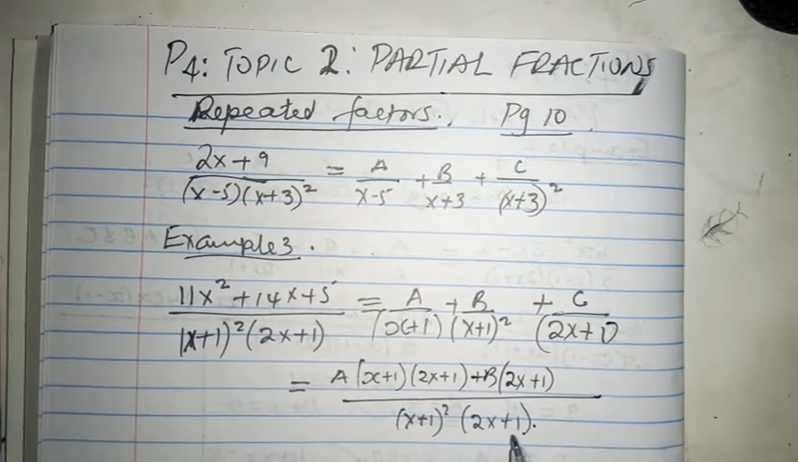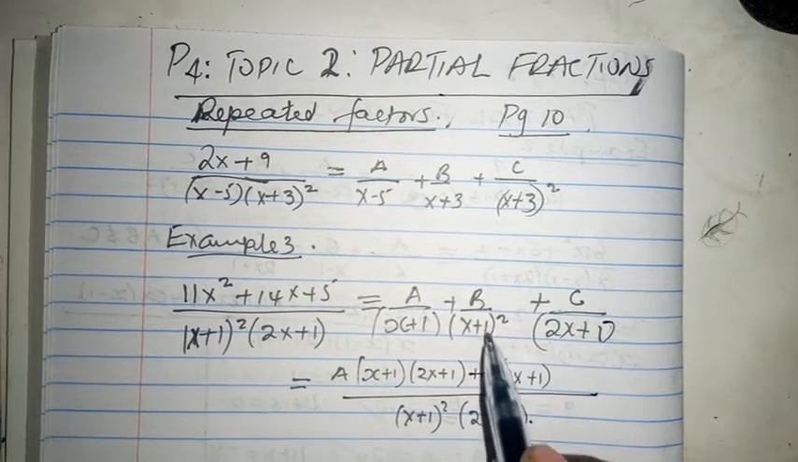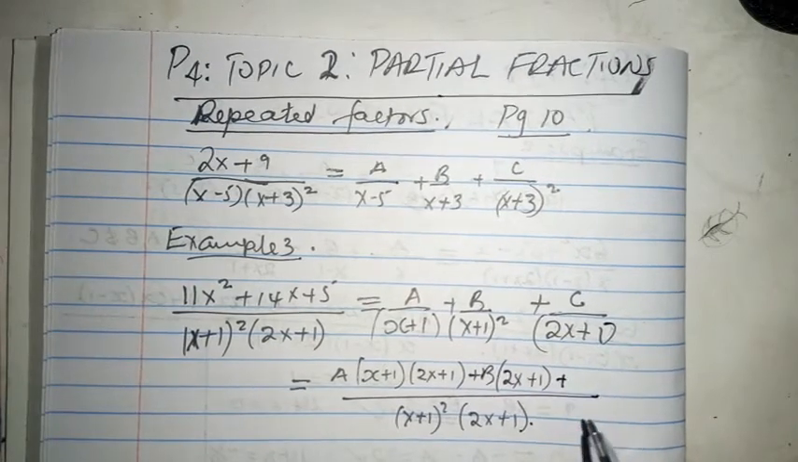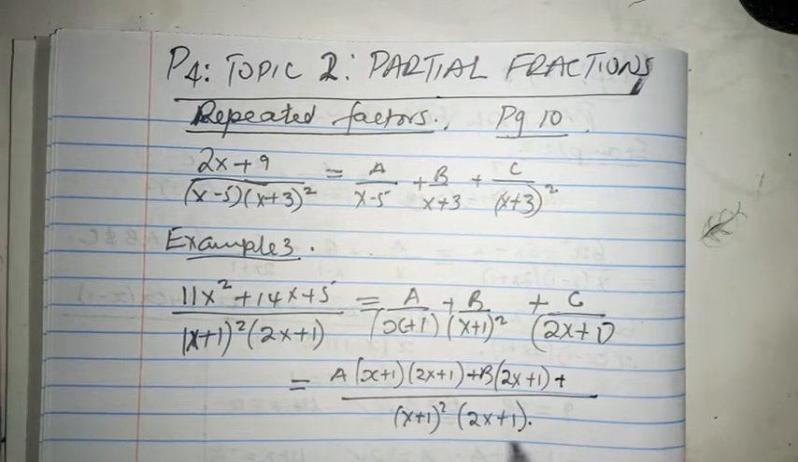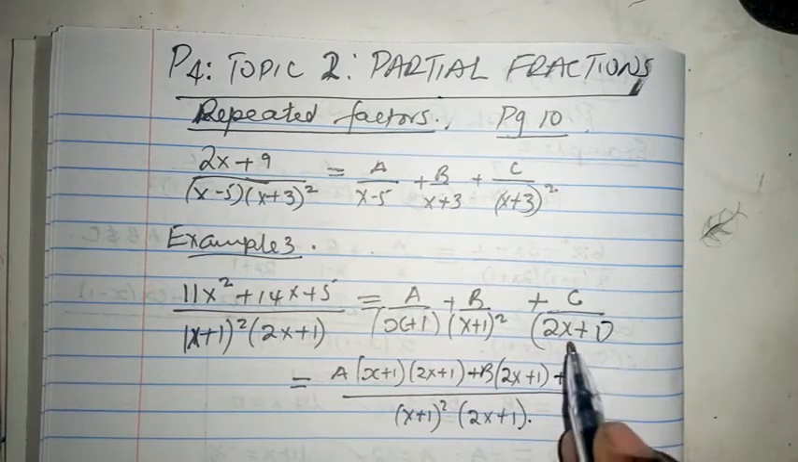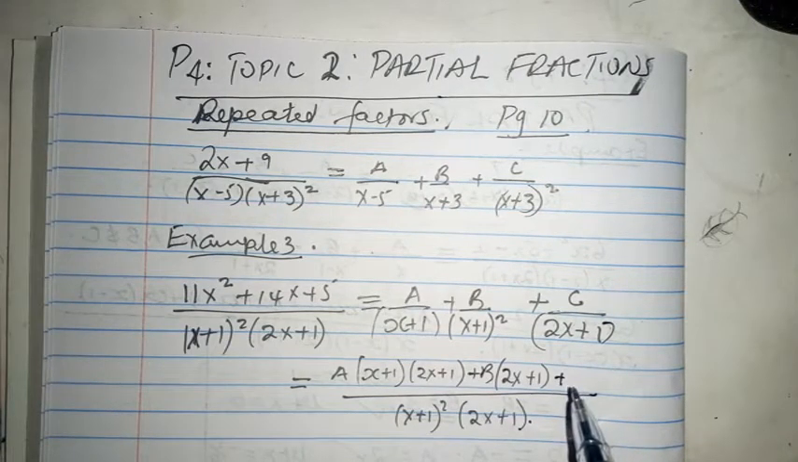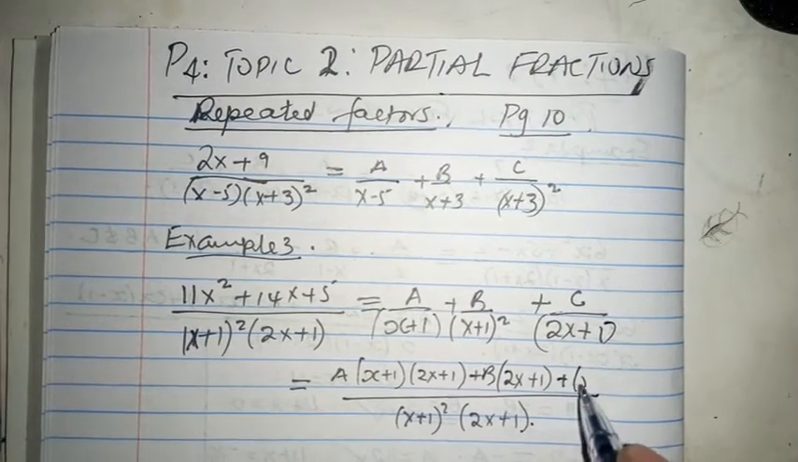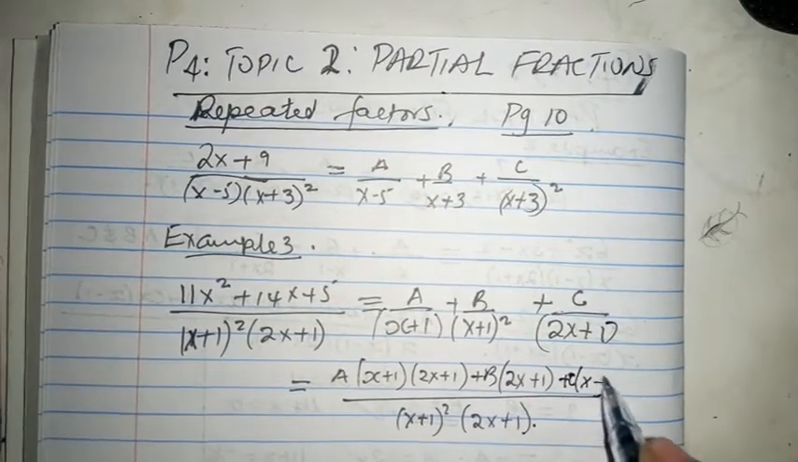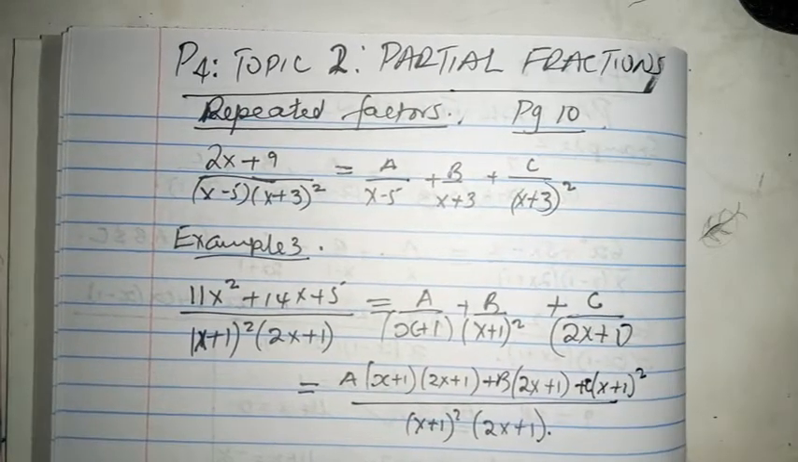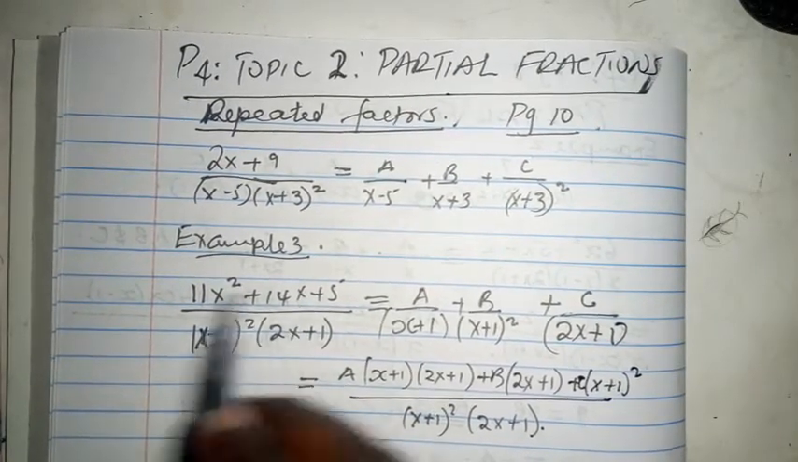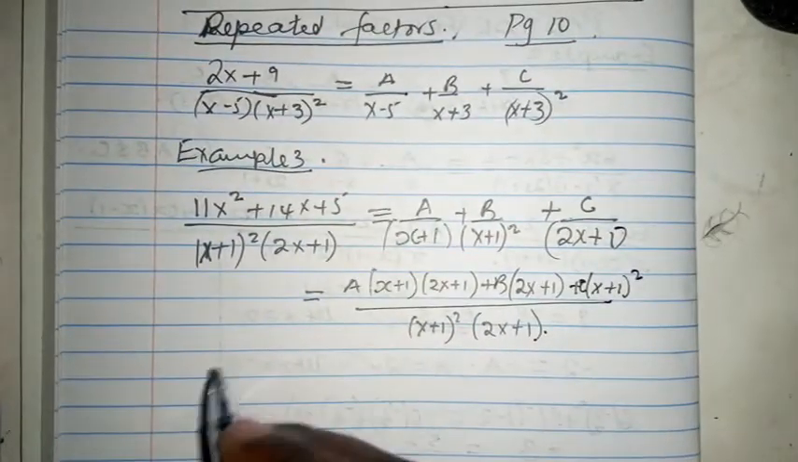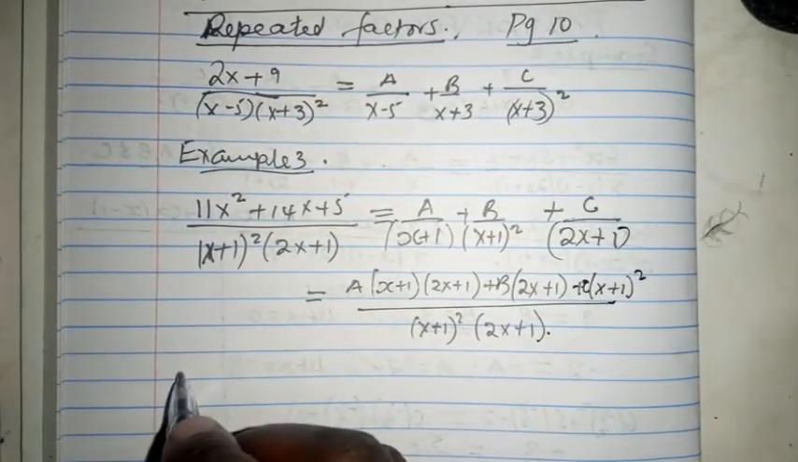So the whole of this LCM divided by this, the whole of this bracket cancels out, and then we have that. When you divide for c, you get x plus 1 squared, so c times x plus 1 squared. And all this is equal to the numerator now. So at the end of the day, we are having something that looks like this.